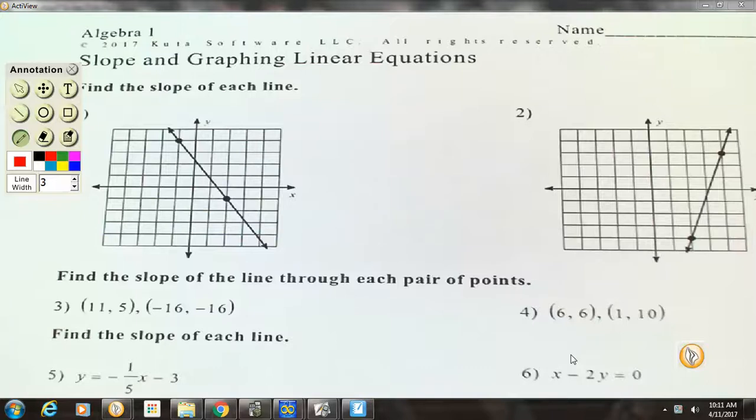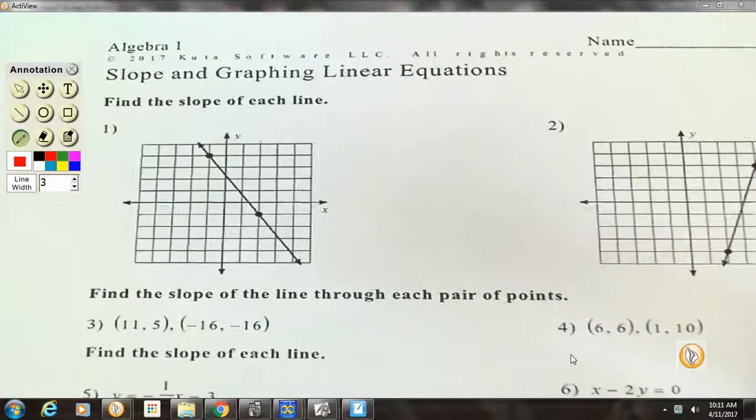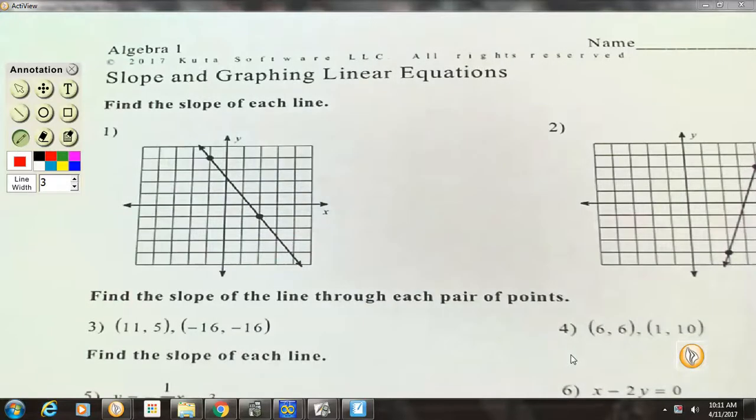Okay, so we're looking at slope and graphing linear equations. We're also going to look at slope-intercept form here in just a second. If you look at the two handouts, I'm looking at the paper that says slope and graphing linear equations. The first thing I want to do is find slope.